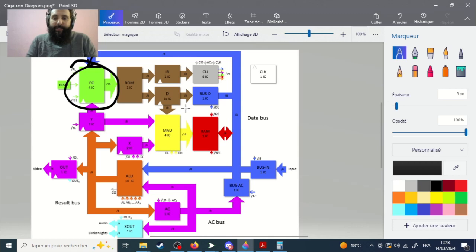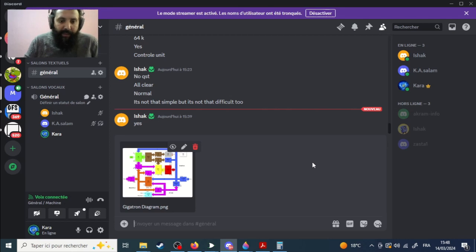Now I have to give you a question. Why do we have to change the value of the PC? Do you remember the PC is the counter that contains the address of the instruction? And in some situations, in some instructions, we need to change the value of the PC. I will give you this question: which instruction needs to change the value of the PC? Normally it's a very simple question.